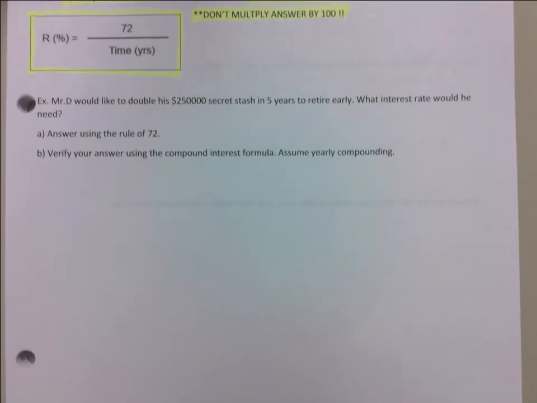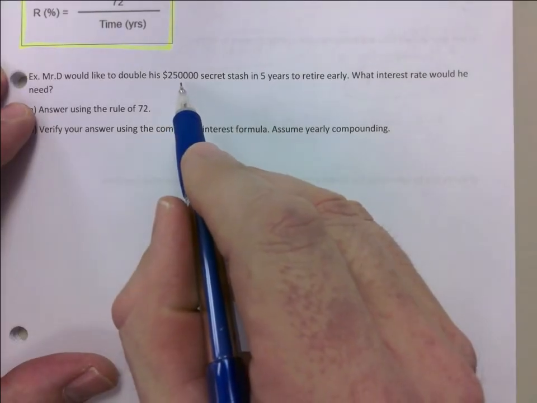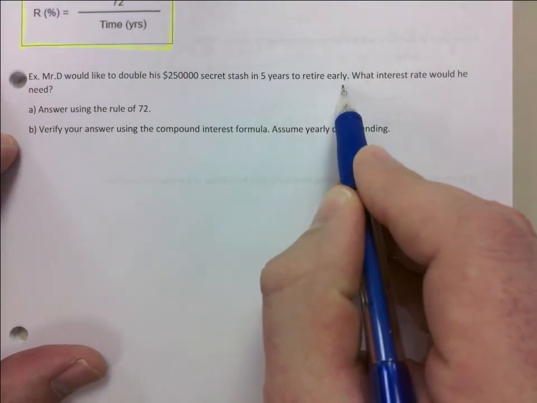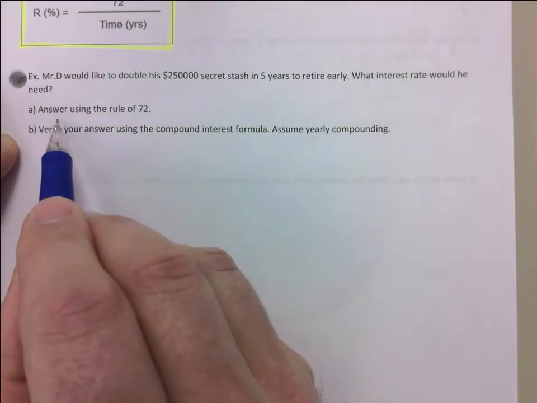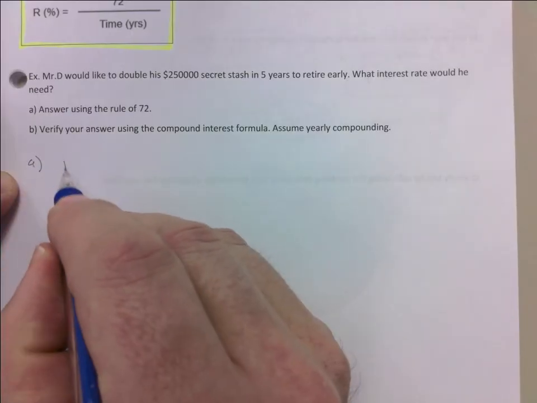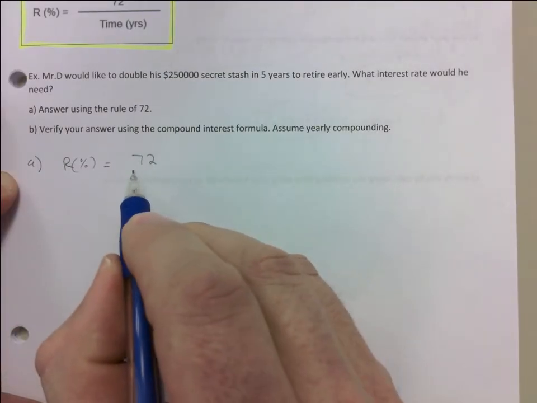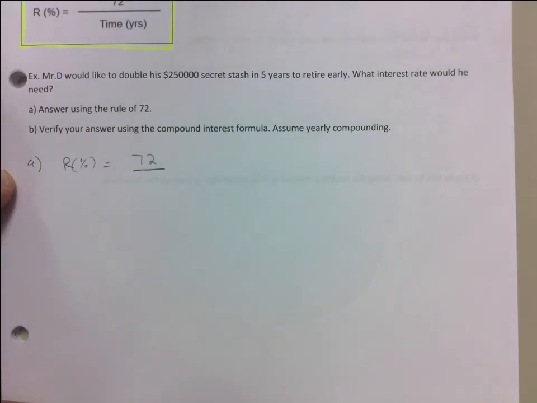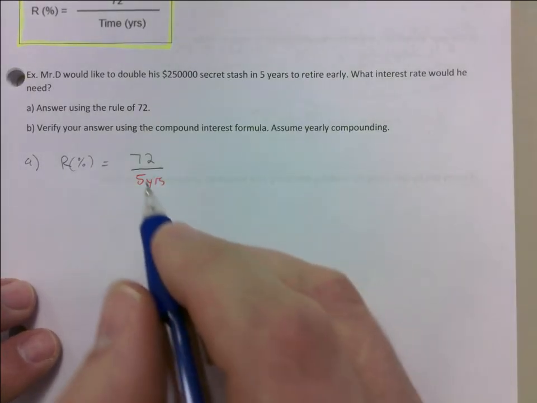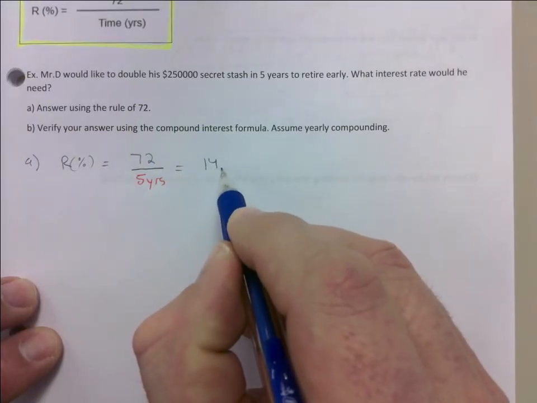So here's an example where you would have to stick to the rule of 72. Mr. D would like to double his $250,000 secret stash in 5 years to retire early. What interest rate would he need? Answer using the rule of 72. So I would simply go 72 divided by 5 years, okay? And if you do that, you get 14.4%.